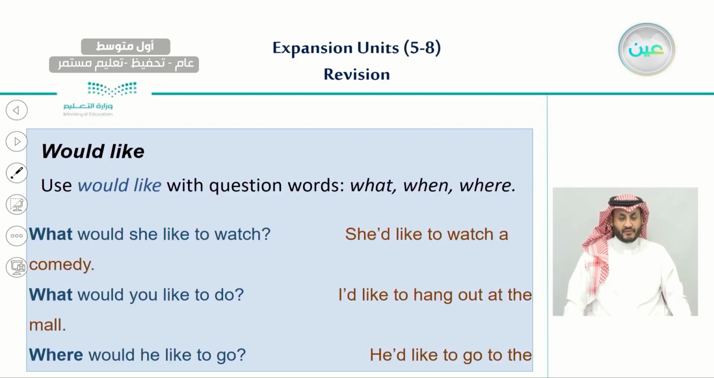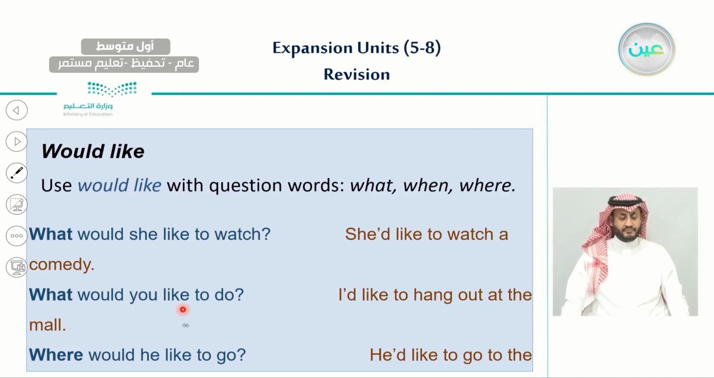And also we have more questions using would like, by using the question words what, when, and where. For example, we can say, what would she like to watch? What does she want to watch? This is what this question means. So we will start, of course, the answer with, she would like to watch a comedy. She would like to watch a documentary. Any kind of answer suits this one.